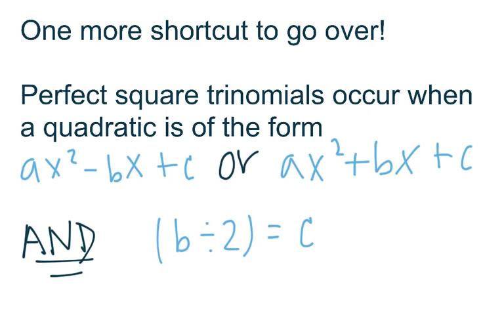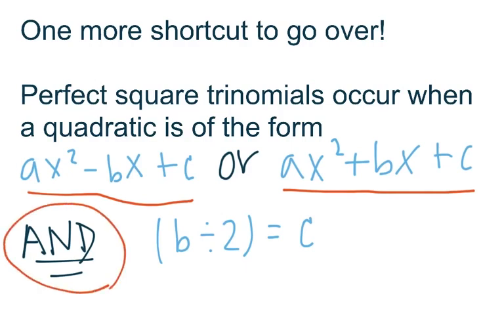Perfect square trinomials occur when a quadratic is of the form ax squared minus bx plus c, or ax squared plus bx plus c. And another thing that has to happen is that b divided by 2, squared, has to equal c.